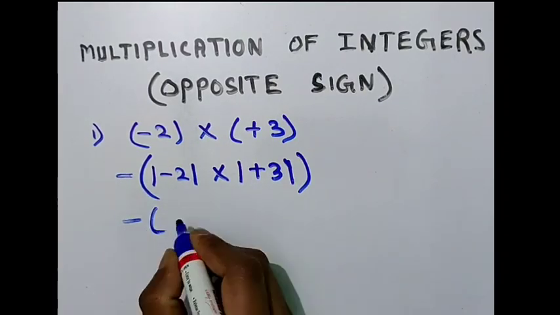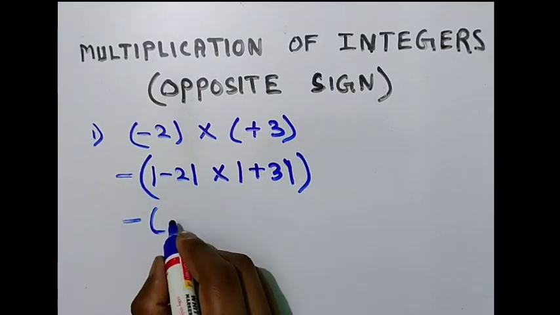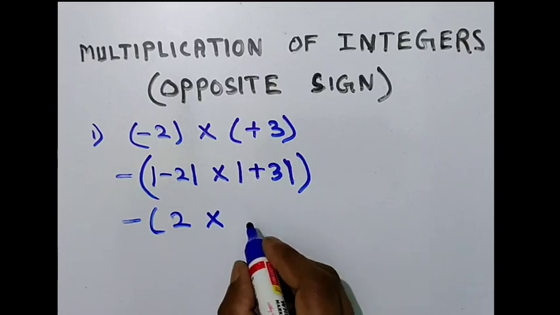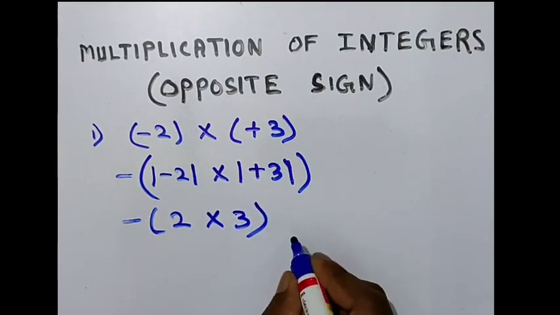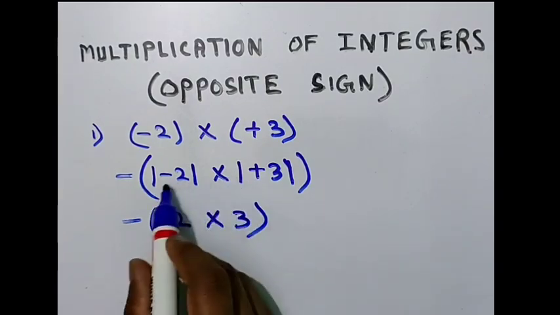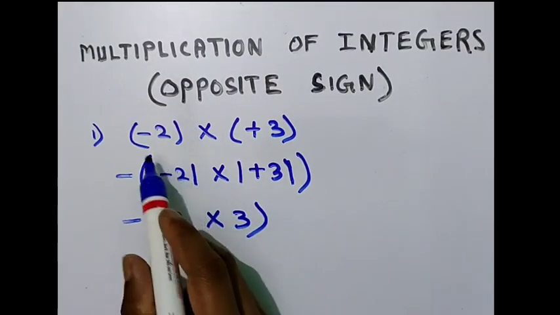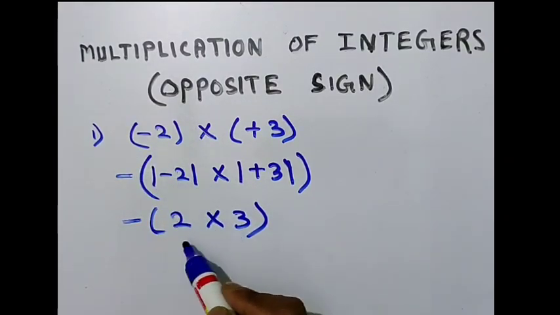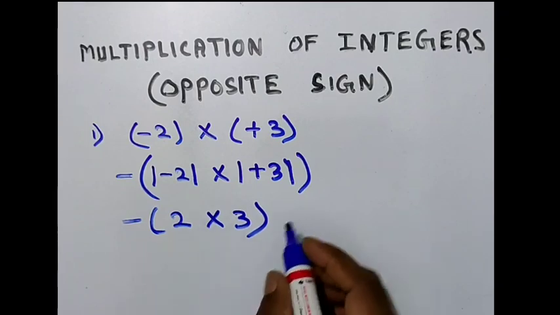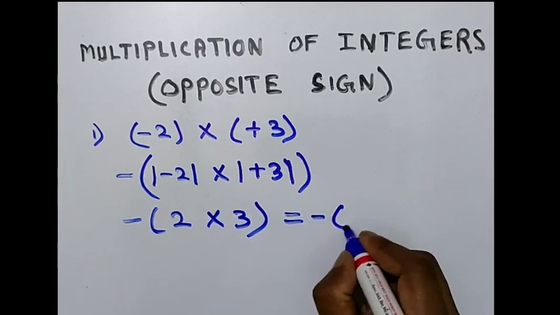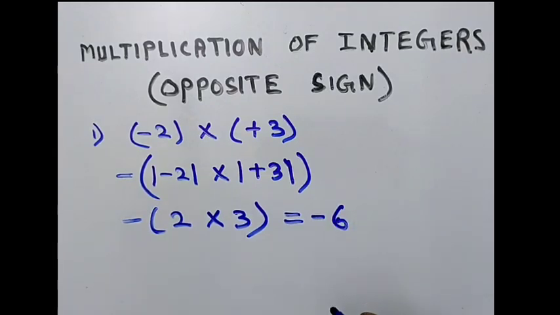And then what is the absolute value of negative 2? 2. And absolute value of positive 3? 3. Now again remember, you may skip this step. You need not show that you are finding the absolute value. You can directly find the absolute value and multiply. So the result will be 2 times 3 will give us 6. So negative 6. Is it clear? Okay, next example.